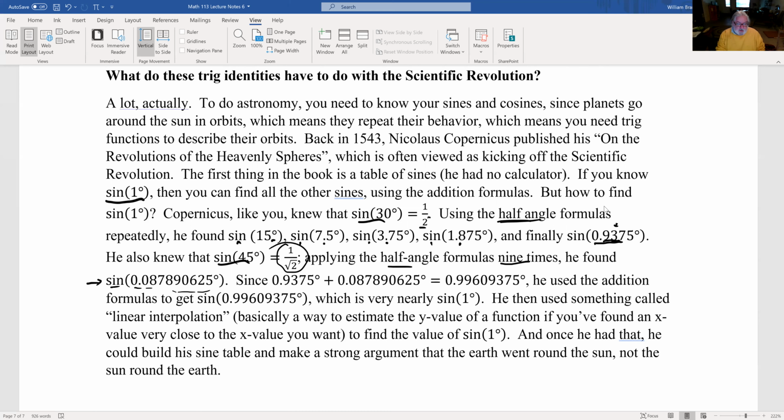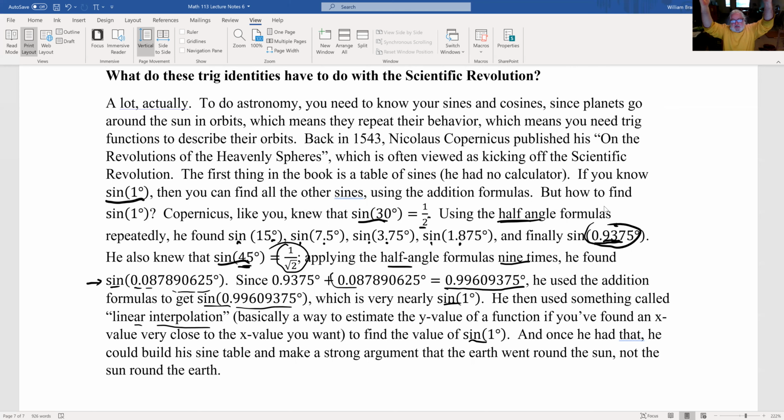But this number that we got by starting with 30 degrees and this number that we got by starting with 45 degrees is really, really close to 1. So you can use the addition formulas to get you sine of this, and that's very nearly sine of 1, and then you can use something called linear interpolation to get the value of sine of 1 degree. Once he had that, he can build his sine table.